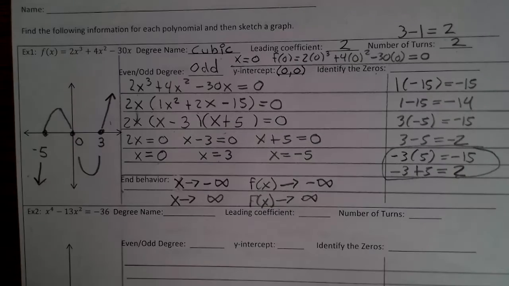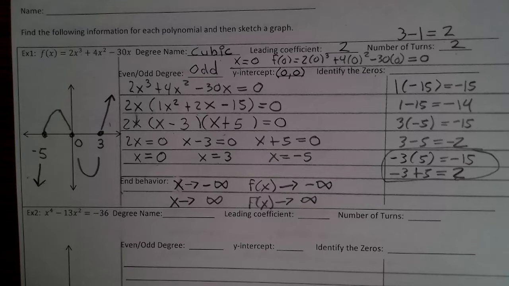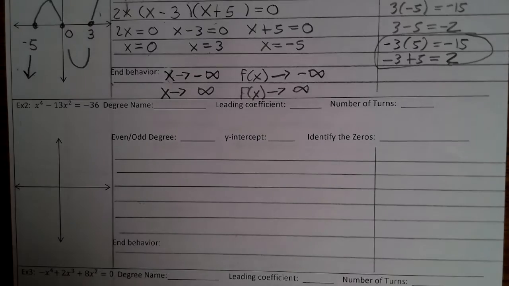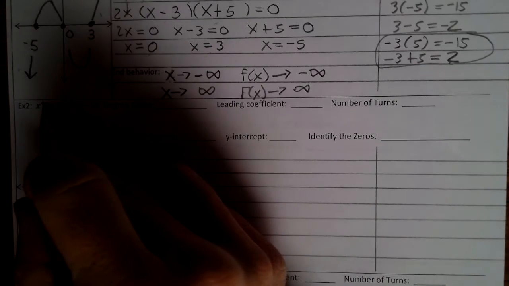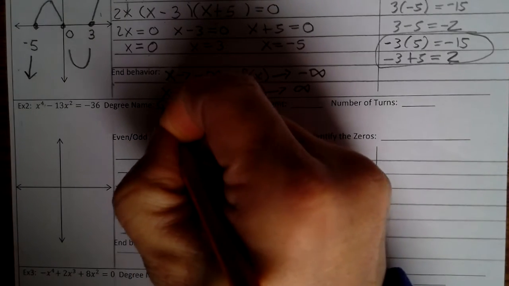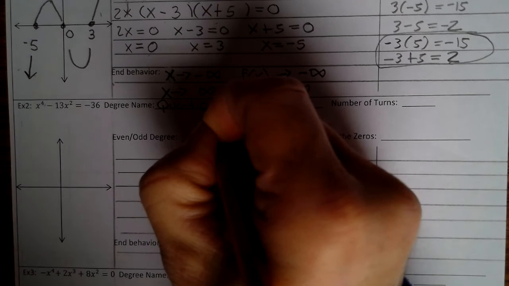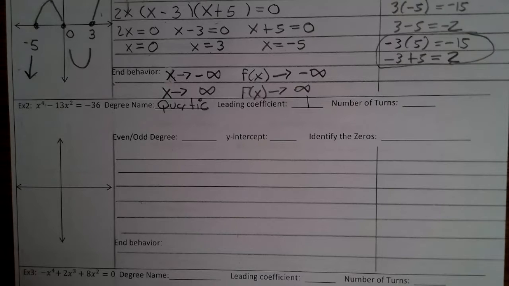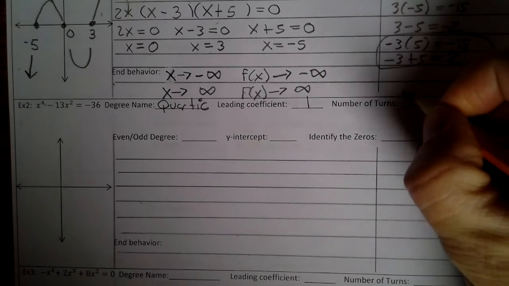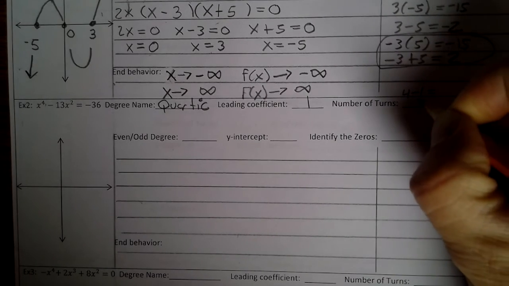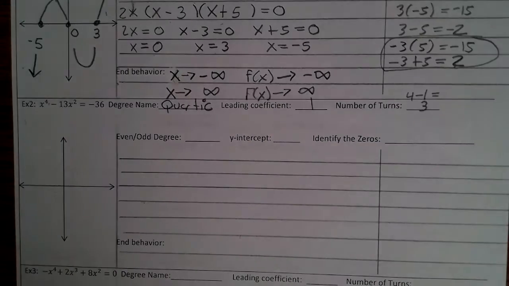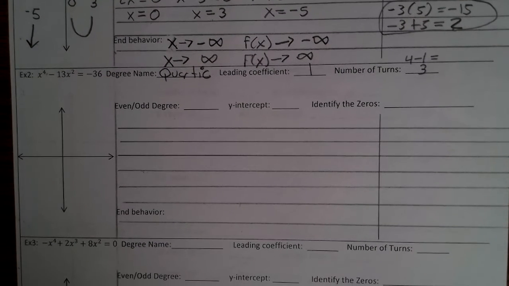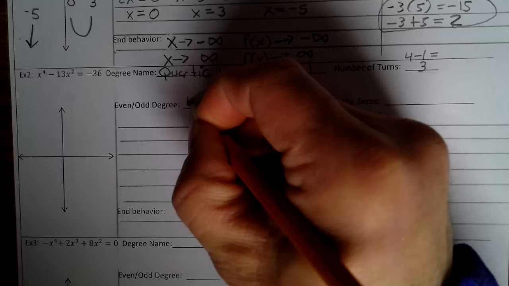All right, example 2. Okay, degree name, the highest degree is 4, so it's quartic. Leading coefficient is 1. Number of turns, we do 4 minus 1, which equals 3. Okay. Now, it's an even degree. The y-intercept is when x equals 0.